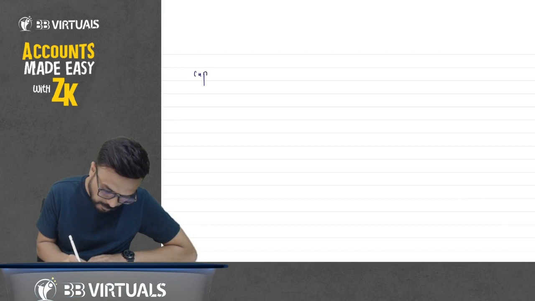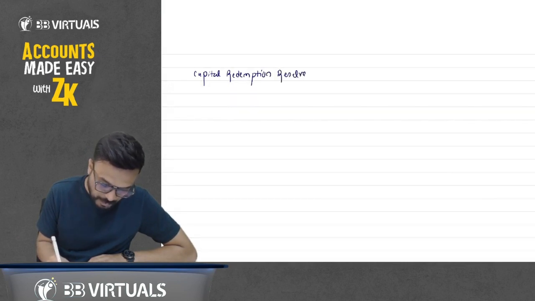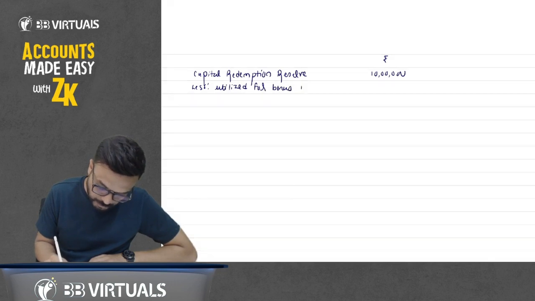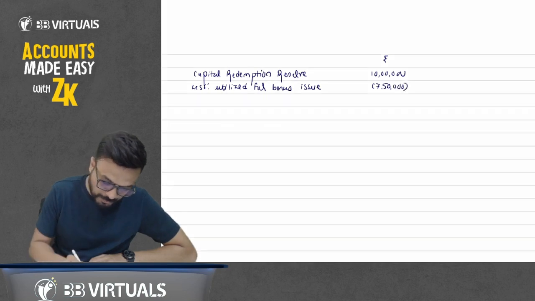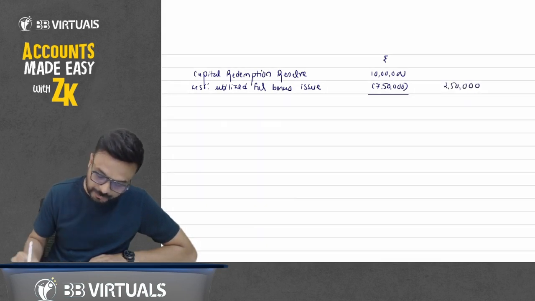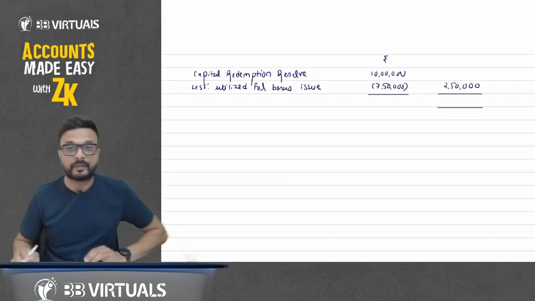Last one is here, capital redemption reserve. How much is it? It is 10 lakh rupees. Write down in the inner column, less utilized for bonus issue, that is 7 lakh 50,000. How much balance do we have now? Write down in the outer column: we have 2 lakh 50,000. Now do the total of reserve and surplus.